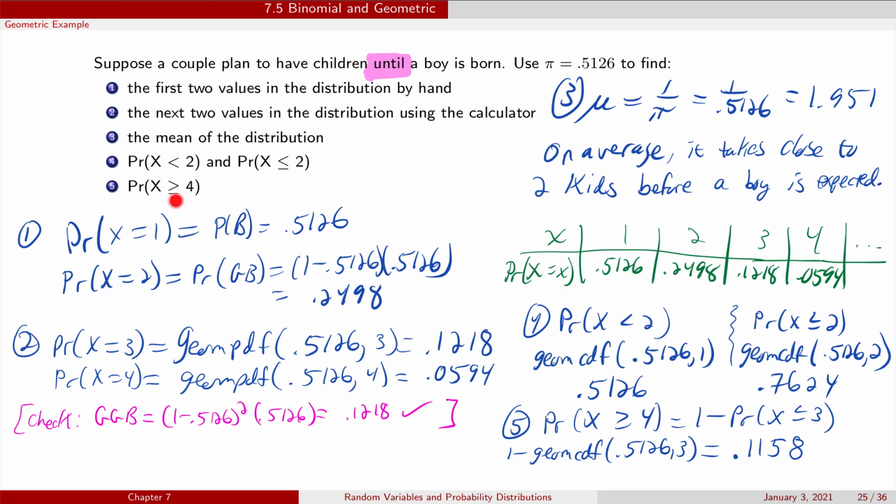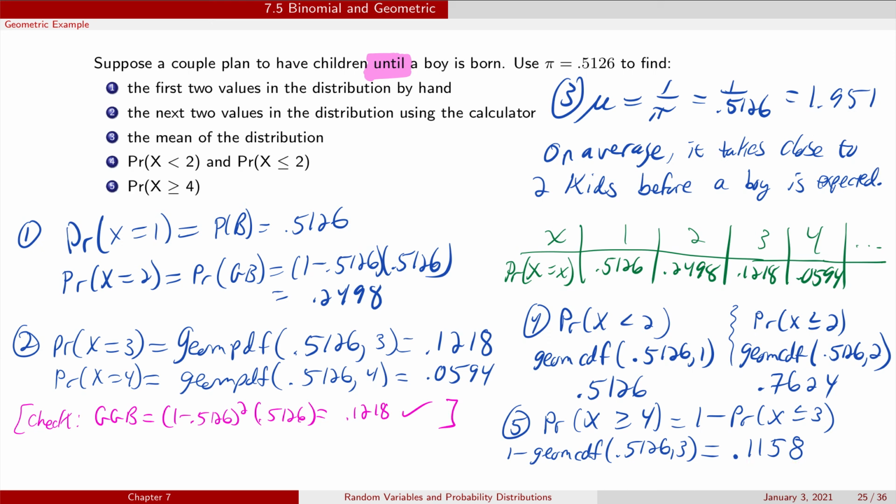And the probability that the number of children is greater than or equal to 4. Again, this can go on forever, so it's really impossible for us to calculate this by adding up 4, 5, 6, 7, 8, 9, 10. So we're going to figure out the complement of this situation. The complement of 4 or more is 3 or fewer. 3, 2, 1. Again, geometric CDF with a 3 here. Complement of that, 1 minus, gives 0.1158.